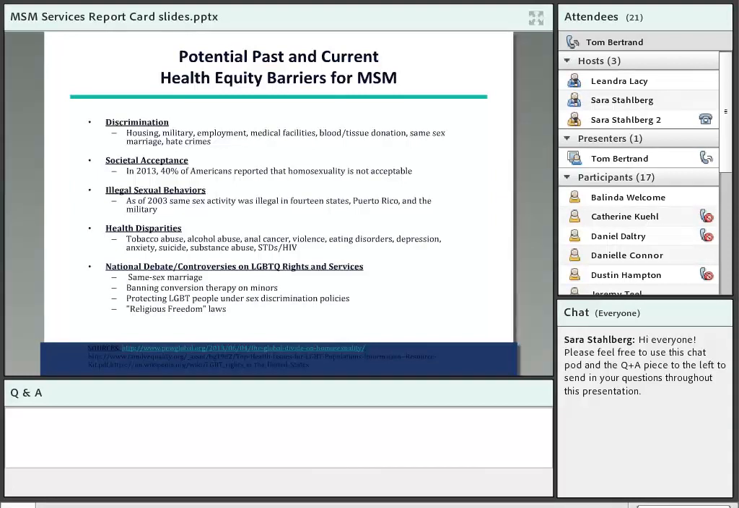Health disparities, in addition to STDs and HIV that we know, tobacco abuse, alcohol abuse, anal cancer, violence, eating disorders, depression, anxiety, suicide, and substance abuse are all higher amongst the LGBT community. And then I do want to drive home the point, too, that it's not all behind us just because gay marriage was passed by our Supreme Court recently. There still remains a national debate and controversies on many LGBTQ rights and services in terms of same-sex marriage, banning conversion therapy on minors who identify as LGBTQ, protecting LGBTQ people under sex discrimination policies, and also religious freedom laws that are designed to deny services by individuals who are aligned with certain religions.